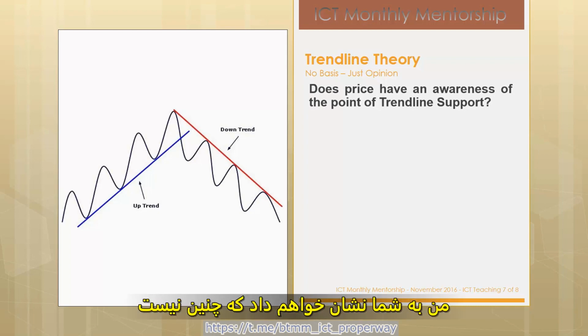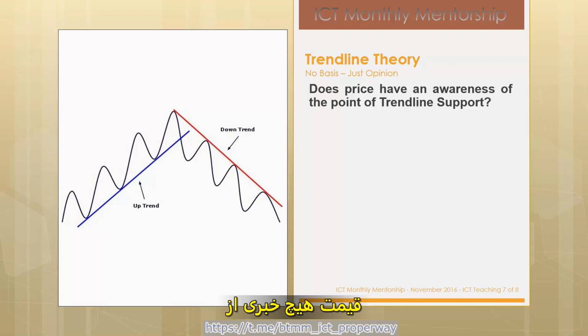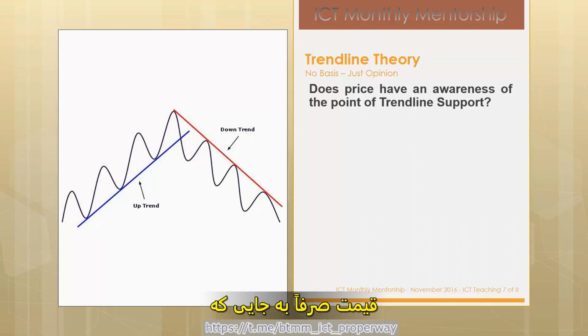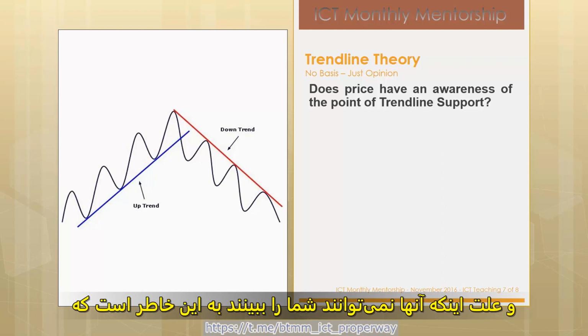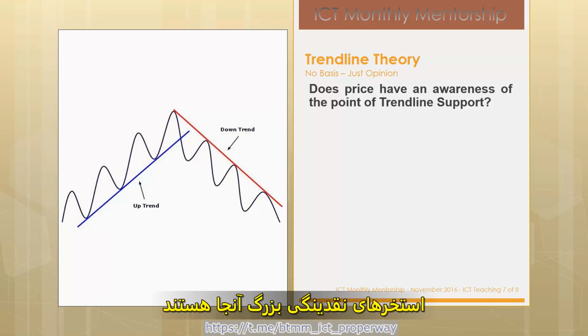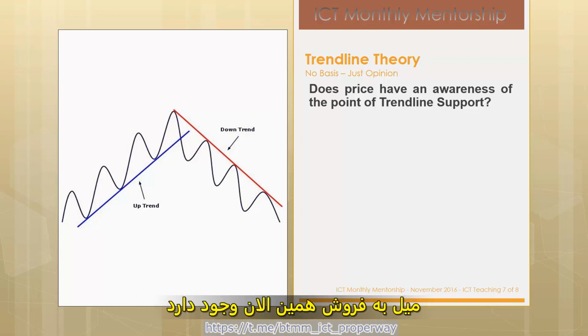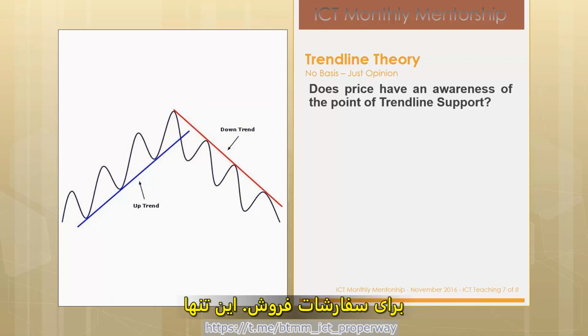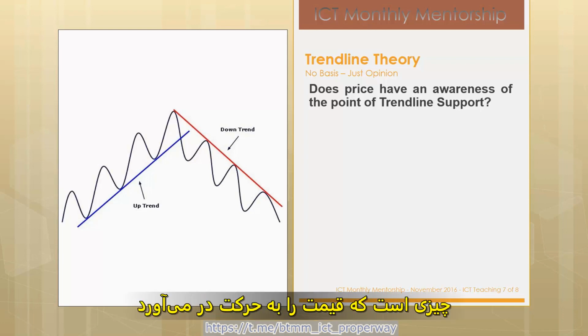I'll submit to you that it does not. Price has no awareness of your trend line. Price doesn't respect what you have on your charts. Price only respects where the actual liquidity is in the marketplace. And because they can't see you, because you're too small, the marketplace sees where the large pools of liquidity are. That means buying interest and selling interest that's already in the marketplace in the form of protective sell stops, protective buy stops, or new buy stops for long entries or new sell stops for selling entries. That's the only thing that makes price move.